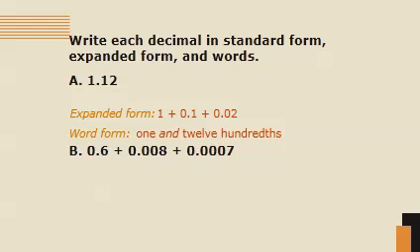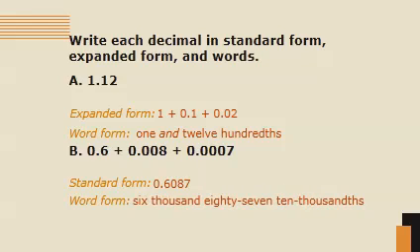Now we have 0.6 plus 0.08, 0.008 and 0.007. This is written as 0.6087, because 6 is in the tenths, we don't have hundredths, we have thousandths and ten-thousandths. And in word form, you read the number as it is, 6087, but you have to tell me in which column you reached, which is the ten-thousandths.